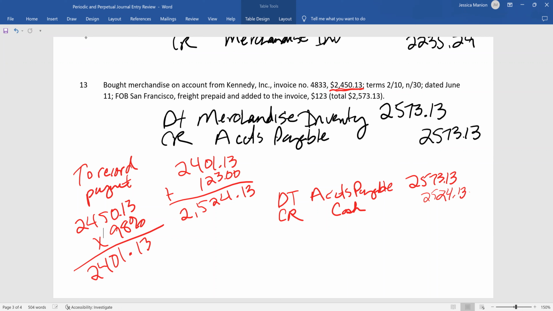2524.13. And then we're going to credit the discount. We don't use purchase discount with merchandise inventory, so we'll just say cash discount. How much is it? It is the difference between 2573.13 minus 2524.13. $49 is that discount amount.